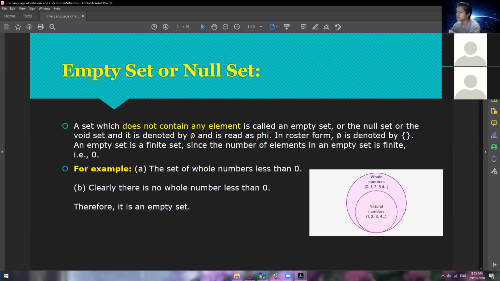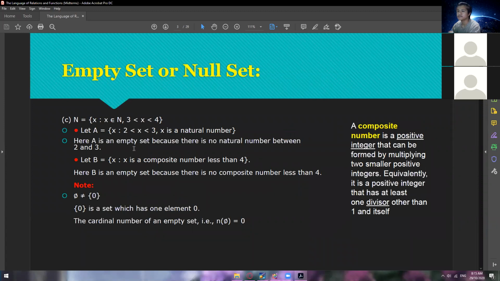If you take a look at this one, whole numbers are composed of 0 and then positive numbers onwards. So you could say that this set contains nothing, or an empty set, or a null set, or a void set. Those three are just the same. Clearly, there is no whole number less than 0. Therefore, it is an empty set. Very straightforward. If it's an empty set, null set, or void set, it doesn't have a count of elements. It contains nothing.